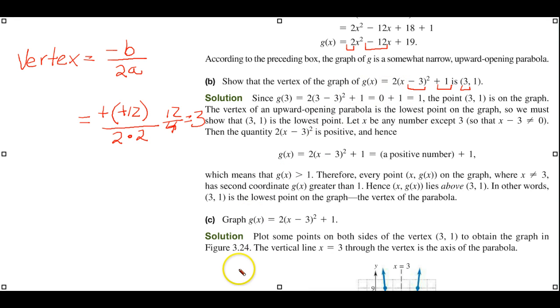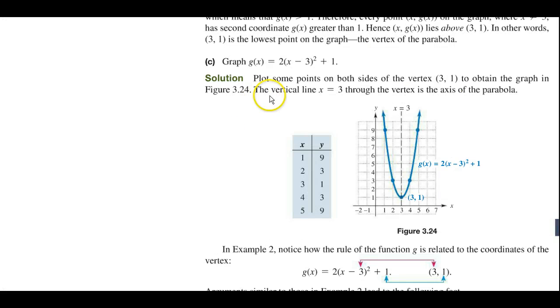Now as we look at this in the graph in letter C, if we make a t-chart, put some points in there, that's what we get. And again, our lowest point is the vertex 3, 1. Now, what is our axis of symmetry here? Well, notice it's this dotted line, which if we put it in our formula for a vertical line, which is x equals a, what is our a value here? It is 3. So x equals 3 is our axis of symmetry, and our vertex is 3, 1.